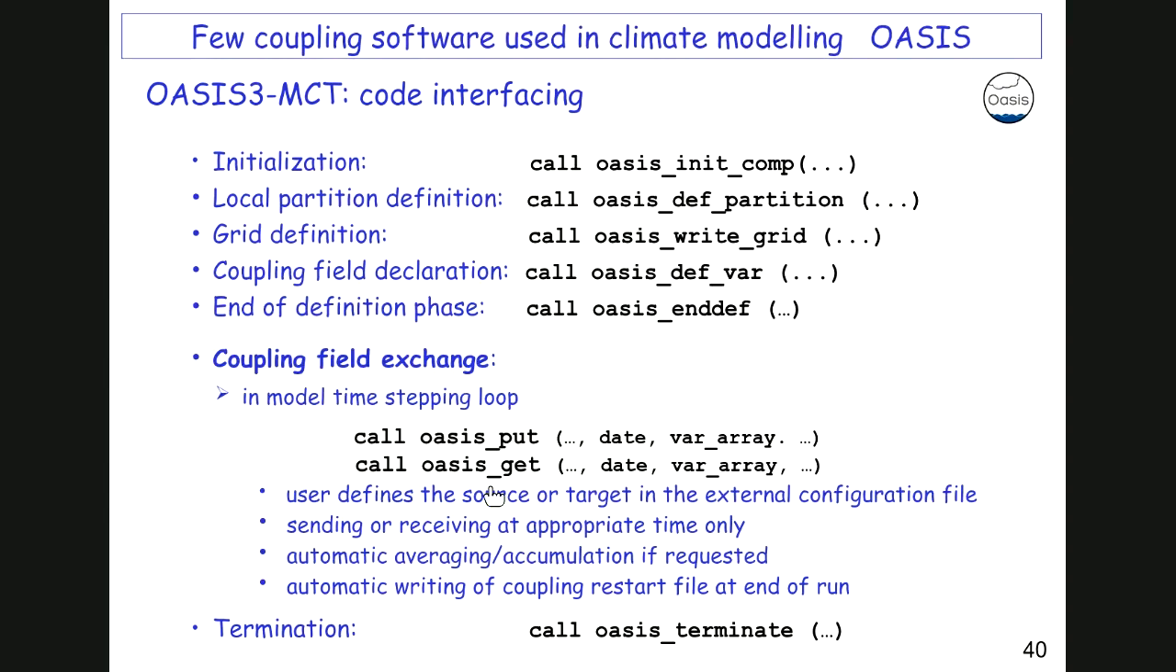And it's really the Oasis library that will perform the match between a put and the get according to what is specified by the user in an external configuration file. So this is much more flexible, because when you want to couple your component to a new component, of course adapted to Oasis, you don't have to change anything in your code. You just adapt the external configuration file.